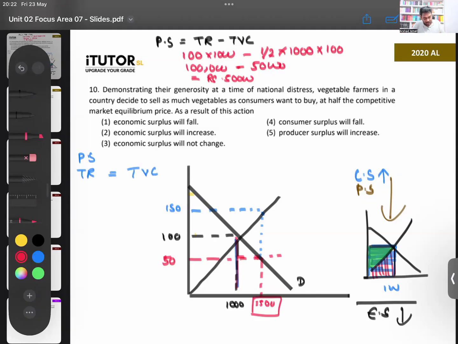Now how much is his total revenue? He's selling at 50 rupees now. He's selling 1,500 kilos. How much is his total revenue? 50 into 1,500. His total revenue is now 75,000. How much is his variable cost now? Variable cost is this green shaded triangle. He's supplying 1,500 now. How much is that?